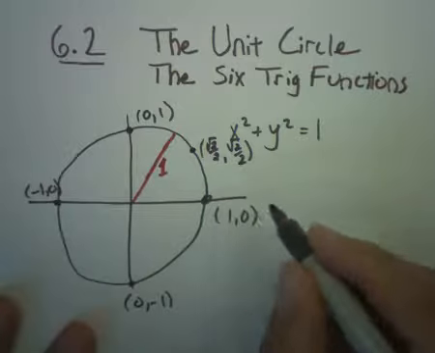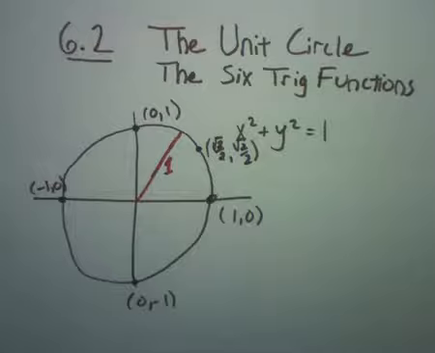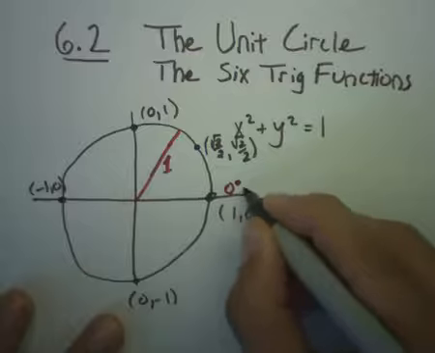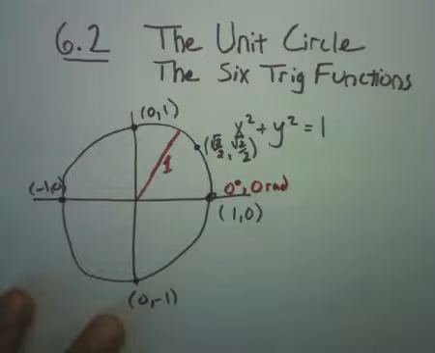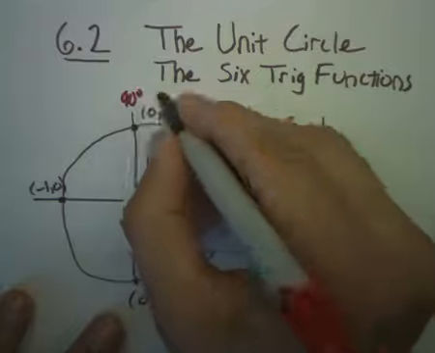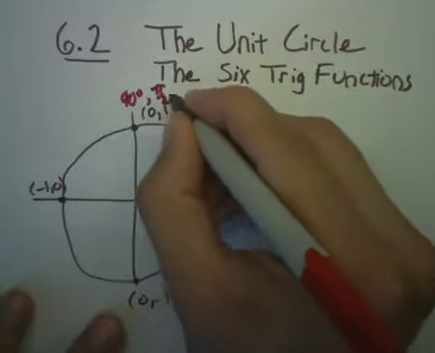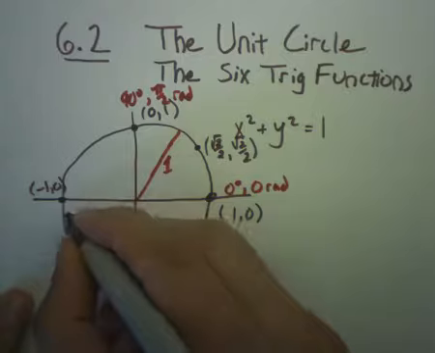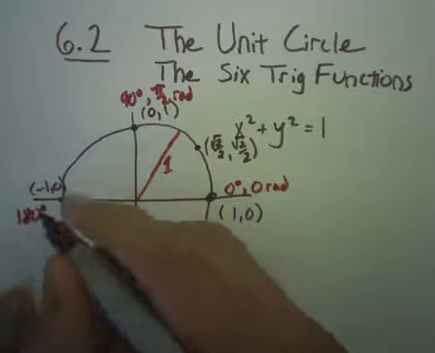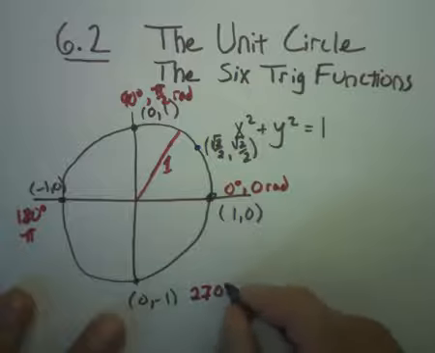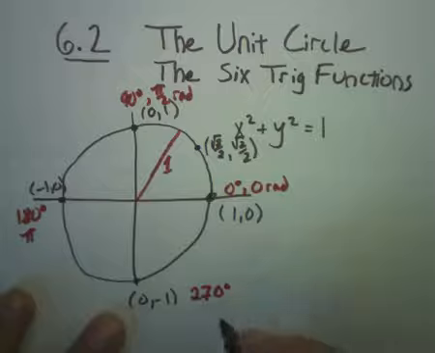So for instance, this point 1, 0 right here, you would be at that point if you were at 0 degrees around the circle, or 0 radians. And this point here at the top, you would be at 0, 1 if you were at 90 degrees, or pi over 2 radians. And likewise, this one over here would be 180 degrees, or pi radians. This one at the bottom would be 270 degrees, or 3 pi over 2.